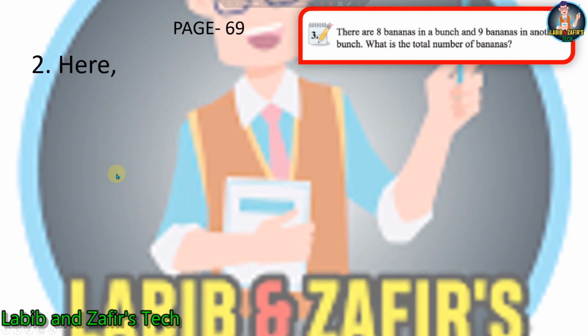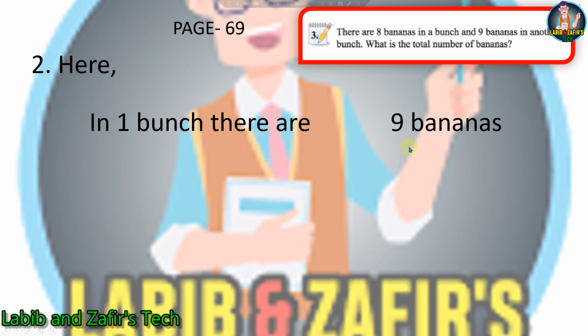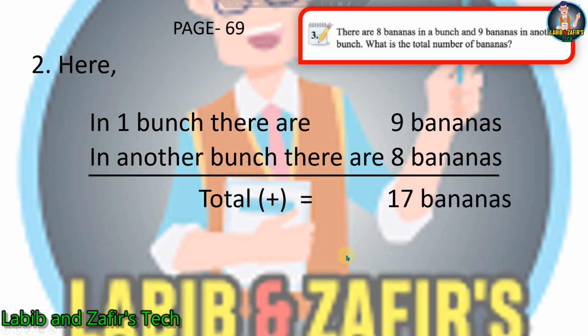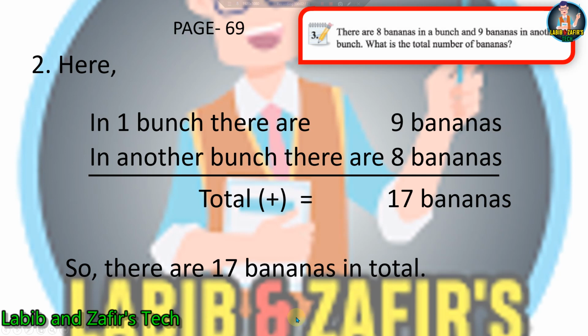Number 2, in one bunch there are 9 bananas. In another bunch there are 8 bananas. So we have to add these numbers. So total 9 plus 8 is equal to 17, because after 9 comes 10, 11, 12, 13, 14, 15, 16, 17. So there are 17 bananas in total. So students, this is our second word problem. Now let's go to our third word problem.